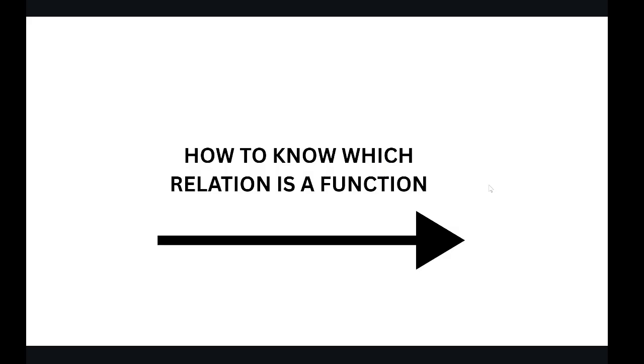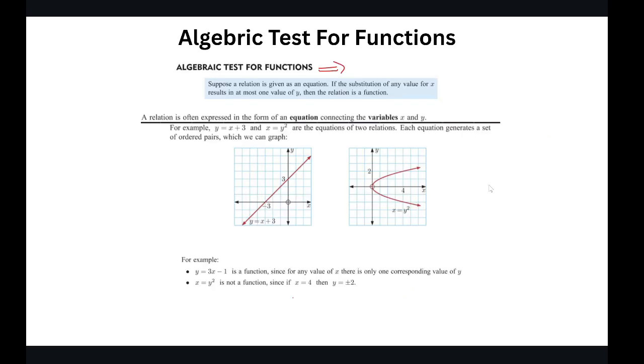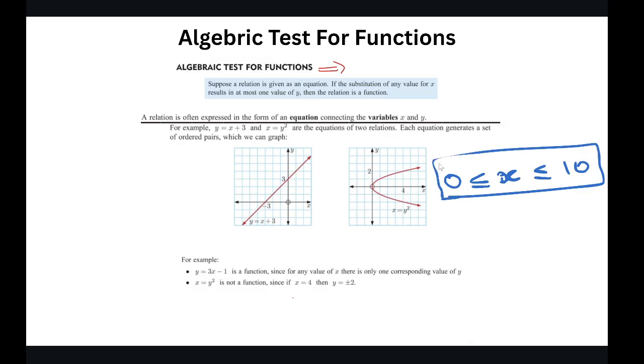Great, let's move on. Now we'll look at how to know which relation is a function. There are two ways of doing this. The first is the algebraic test. That means that they might specify a domain of x values. A domain is the x values that you can input. They might limit your domain, saying that x has to be greater than or equal to 0, but less than or equal to 10. So this is your domain. All the possible x values, all the possible inputs that you can have, is your domain.